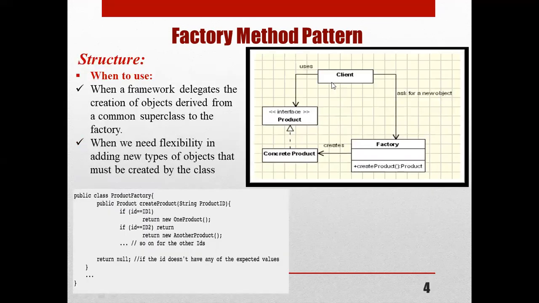Here you can see the structure of factory method pattern. Here the client is there. Client uses the interface product and asks for a new object.